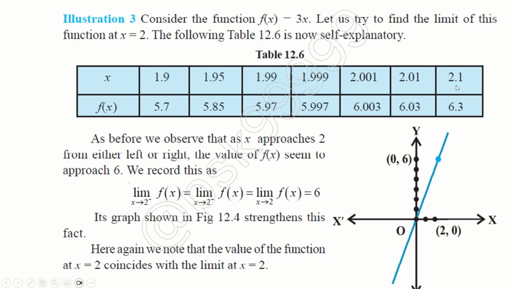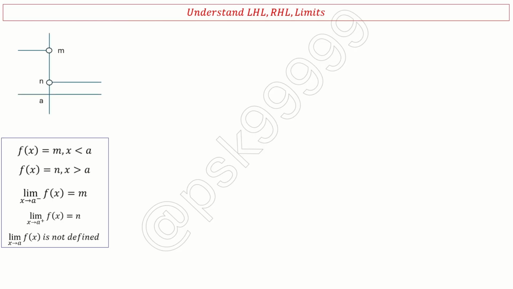Okay, because from LHL side, RHL side, we are coming close to 6. If you draw the graph, you will understand this very easily. Hope you understand this. And this illustration, I took it from the NCERT book only, because you may not always be given the function definition. You may be given a table like this. Okay, next. Let's understand this more with these examples.